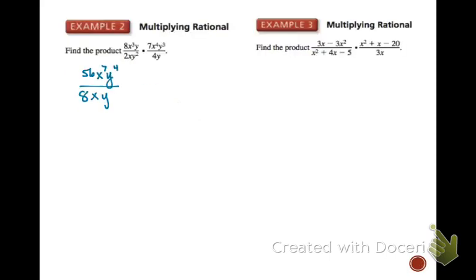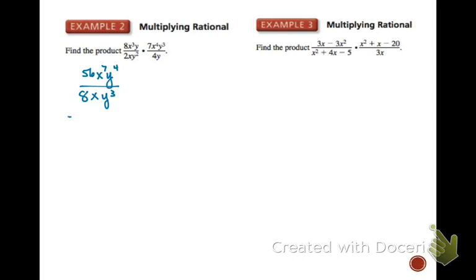All right, so now let's try. Oh, I've jumped right in. So with these, I'm just going to multiply straight across. So I get 56 x to the 7th. Remember to add your exponents, y to the 4th. And then 8x y to the 3rd power.